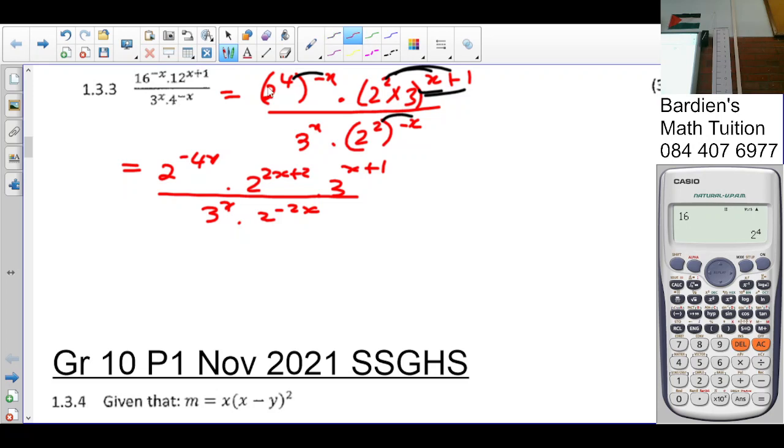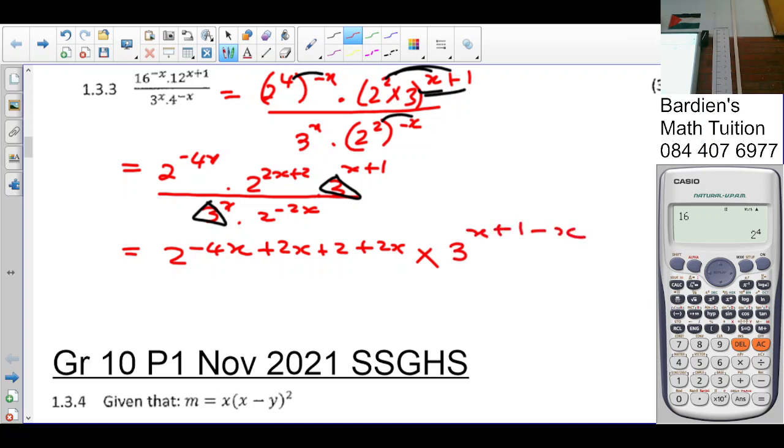And remember, when we're multiplying and the bases are the same, we add the powers. When we divide, we subtract the powers. So it's going to be 2 to the minus 4x plus 2x plus 2 plus 2x. Now we go with the 3. Only the exponents on the base of 3 are going to be brought together. So it's 3 to the x plus 1 minus x.